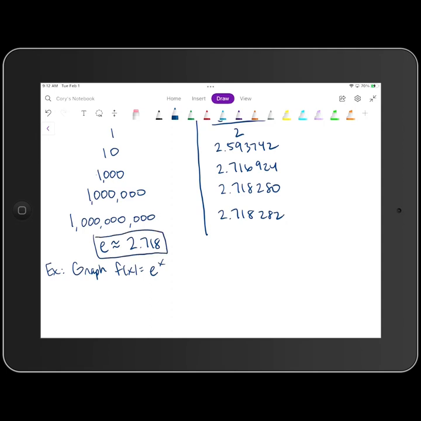Now, if you're going to do a calculation with e in the future, you're not going to want to put like 2.718 in the place of e. There's an actual e button on your calculator that you're going to want to use if you're doing computations involving the number e.